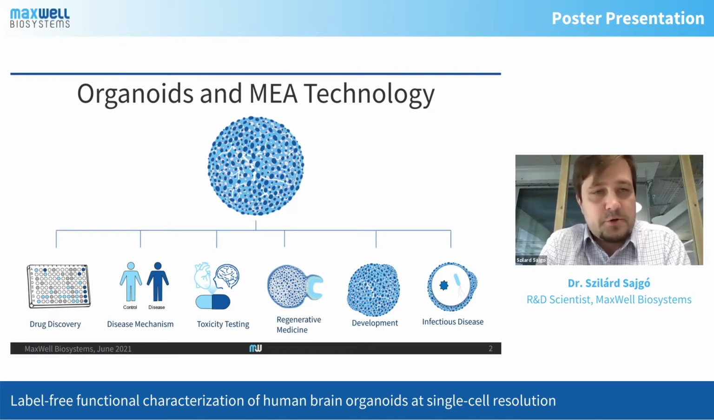There are examples in the literature where organoids and MEAs were used for drug discovery, for drug screenings, or they were used to study disease mechanisms, to screen toxicity effects of different compounds, to study regenerative medicine, to study different aspects of development in these organoids, or even to study infectious disease effects on these organoids.